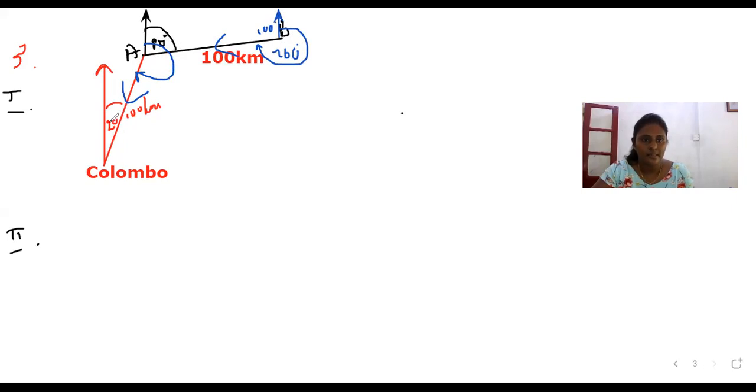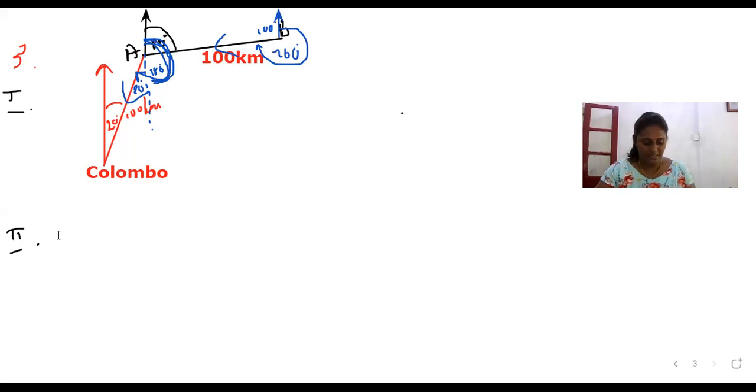Right. Now as this is 20 degrees, there are so many ways of getting this. Once you consider this downwards, this is also 20, no? Alternate angles. Then this is a straight line, no? Up to here it's 180. Then 180 plus 20, that is 200. Then from A to Colombo with the bearing of 200 degrees.